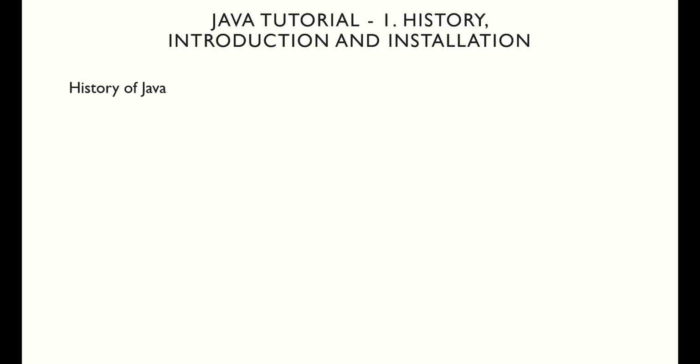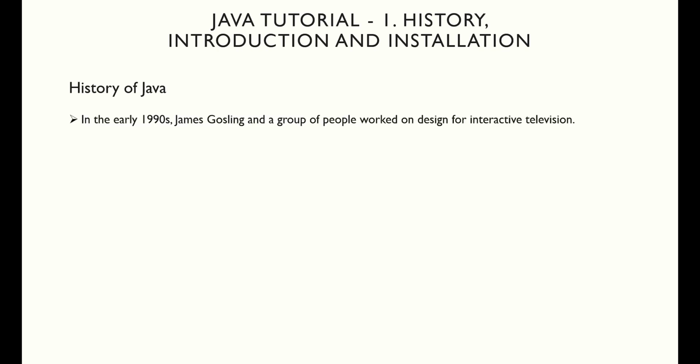What is the history of Java? Where and when did it start? How did it evolve? In the early 90s, James Gosling and a group of people called the Green Team started working on a design for interactive television. But it was too advanced a technology for the digital cable industry at that time.